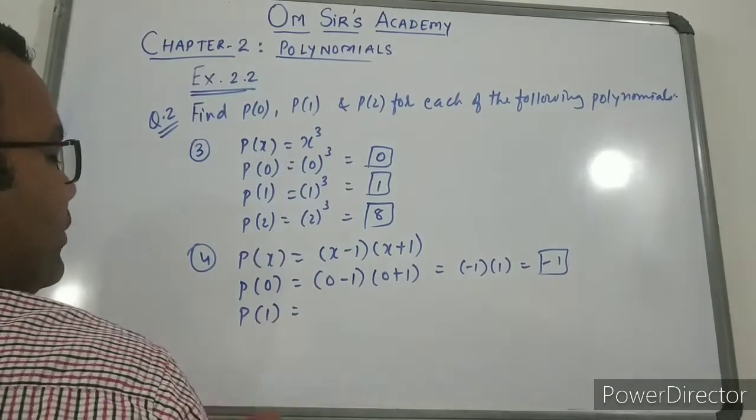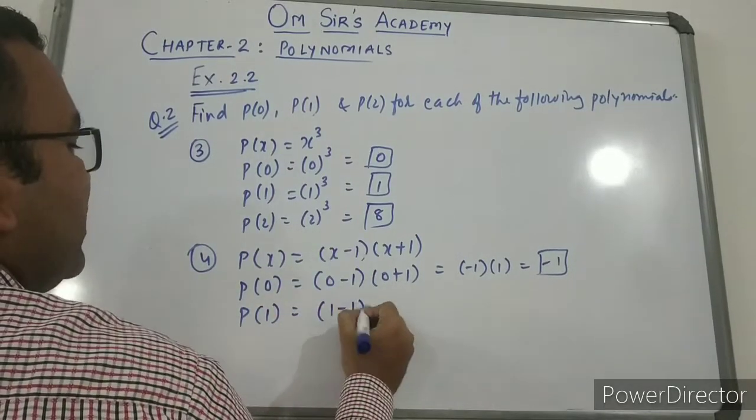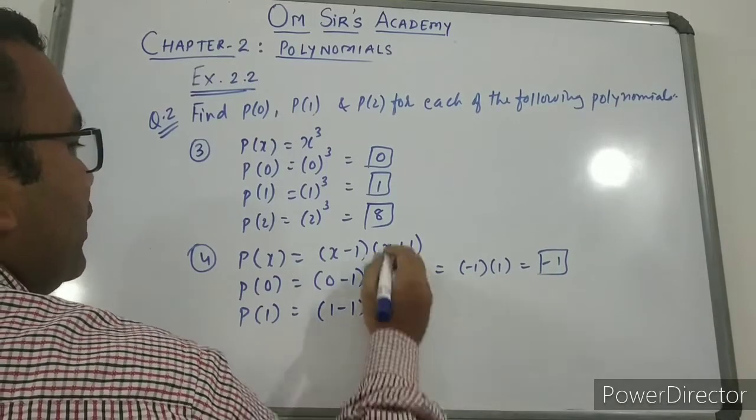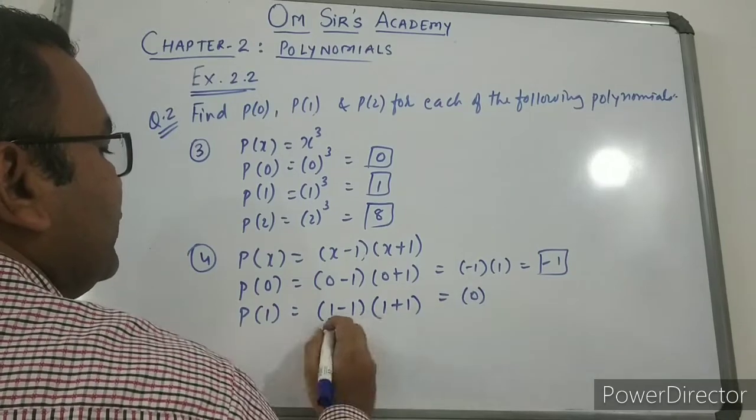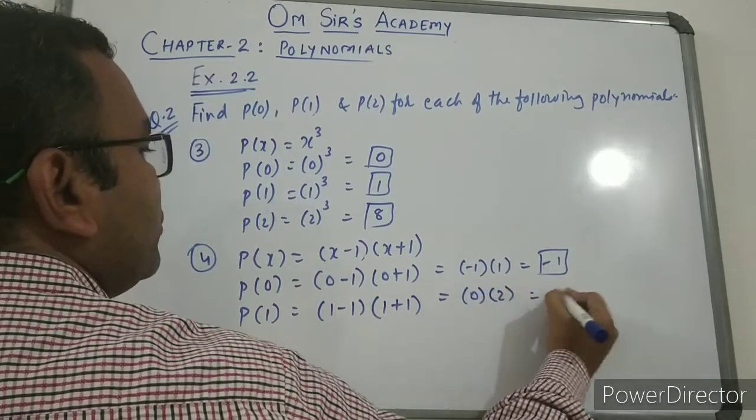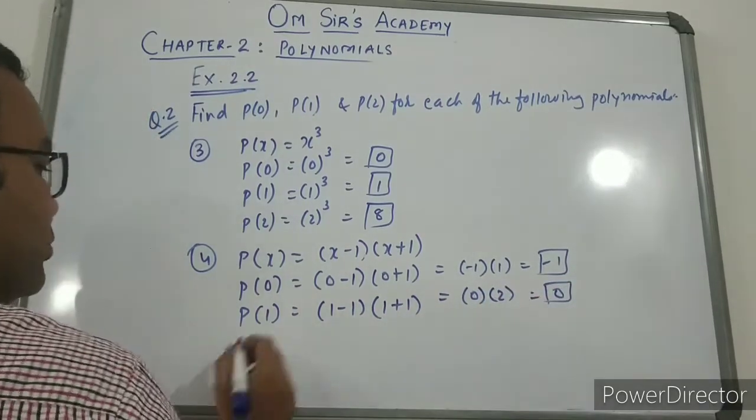Another one, we put the value 1 instead of x. So what will it be? x minus 1 will become 1 minus 1 and x plus 1 will become 1 plus 1. So what is 1 minus 1? 1 minus 1 is 0 and 1 plus 1 is 2. 0 into 2, anything multiplied by 0 is 0.